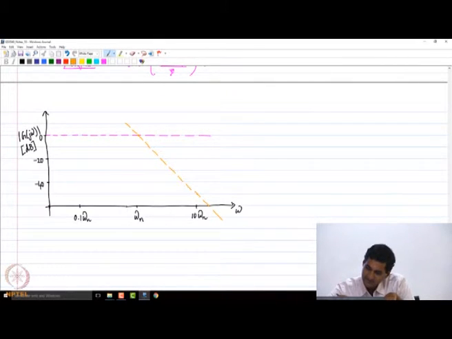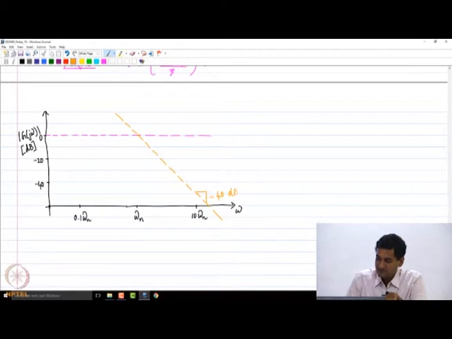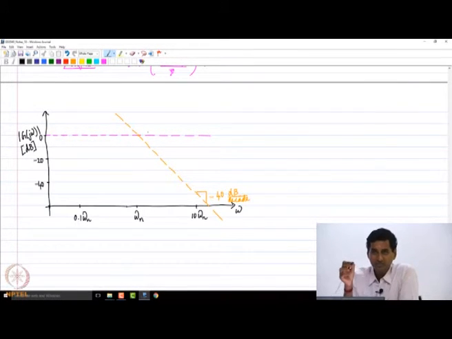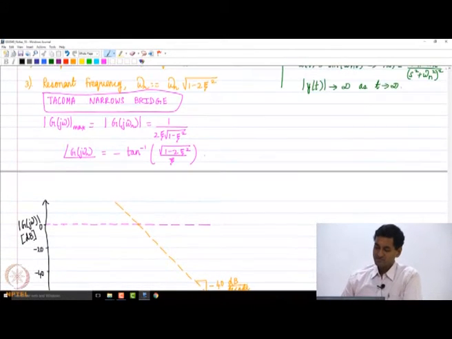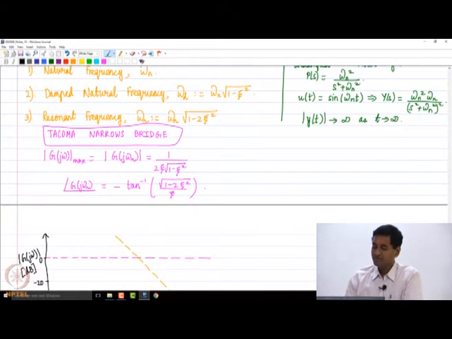So I am just extending it to show it graphically. But this is the high frequency asymptote. The slope is minus 40 decibels per decade. Now the point is the actual curve depends on the value of zeta. Please note that the maximum amplitude occurs at omega equals omega n times square root of 1 minus 2 zeta squared. That's the resonant frequency.